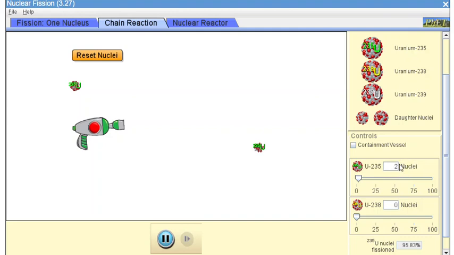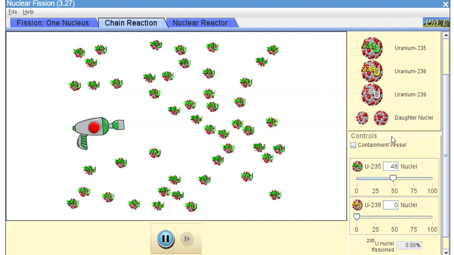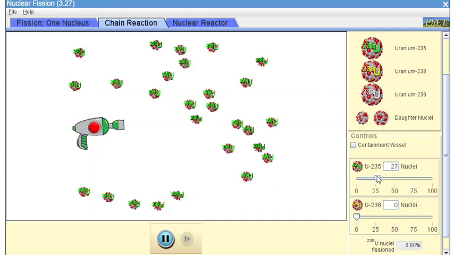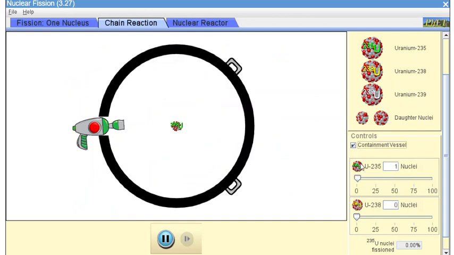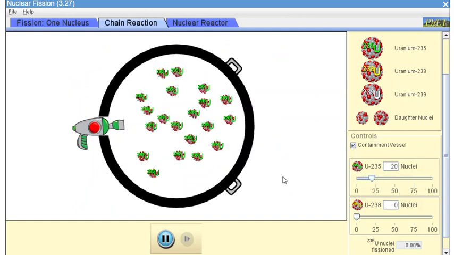You can quantify here how many nuclei of uranium-235 you still have remaining. So you have only two. We had at the beginning, I don't know, maybe 40. And you can find here what percentage of uranium nuclei were fissioned. So 95%, almost 96% of all the uranium-235 nuclei we have there were fissioned. You can reset here. You can change the number of nuclei. You can also put this in a vessel. So I will now fire my neutron, and then you see how the chain reaction occurs.